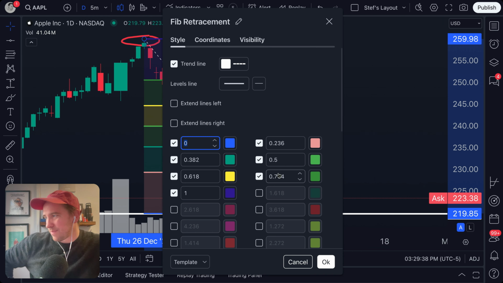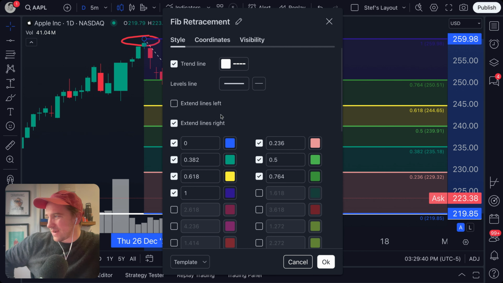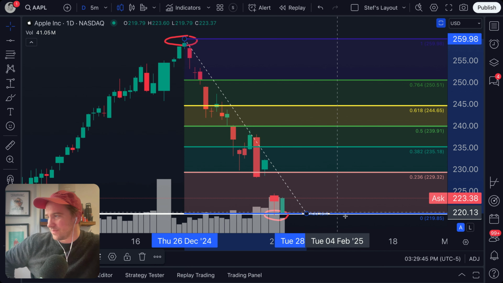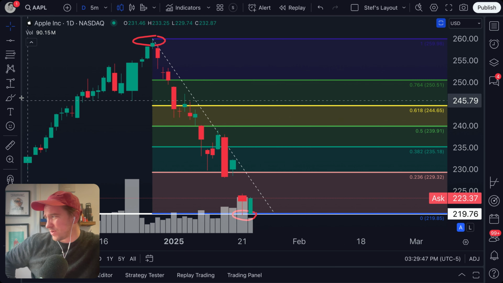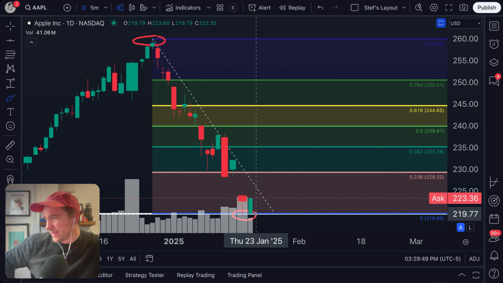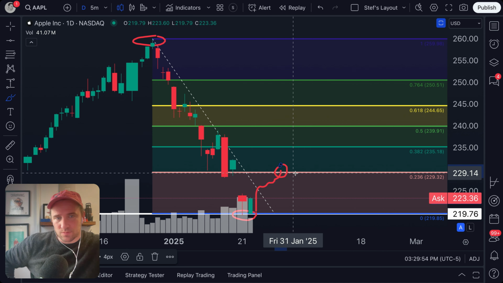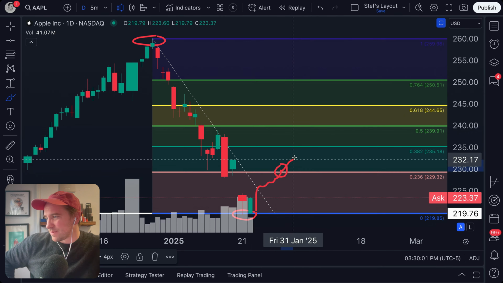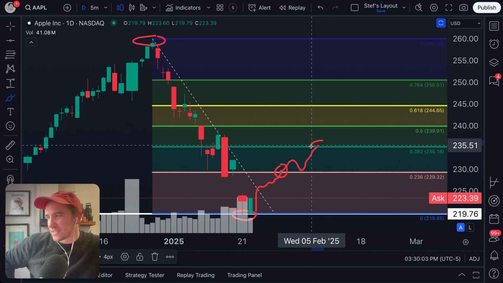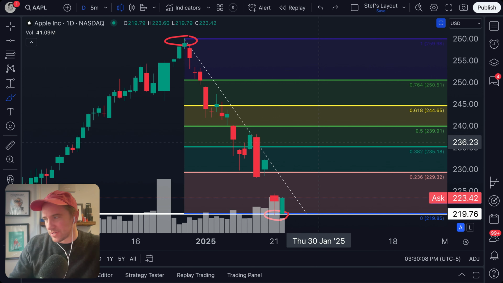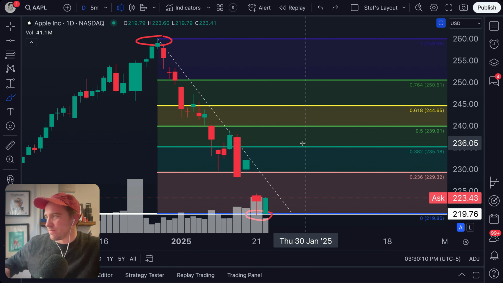Now, what's really great about the tool as well is that, of course, you can draw them as far as you want across your chart. I'm just going to extend them right here. But you could map out your trades from this standpoint. So perhaps you think it'll come here. Okay, that's your first level. Take your profit, or maybe you just want to see it break there first. Maybe it gets above that, retests it, gets to your second level.